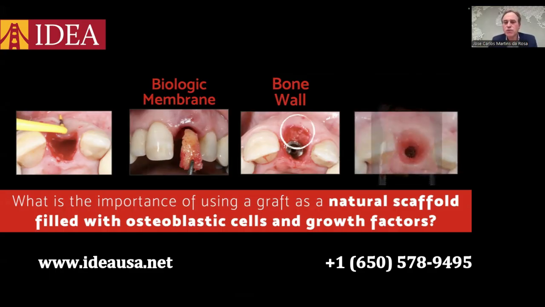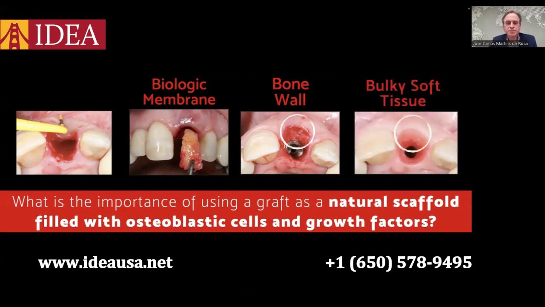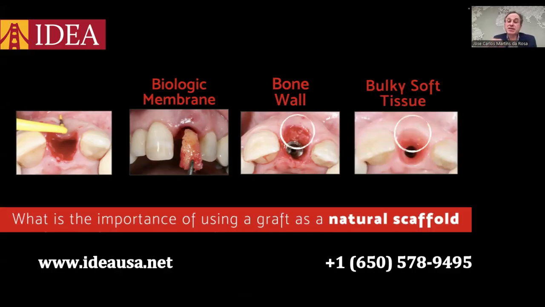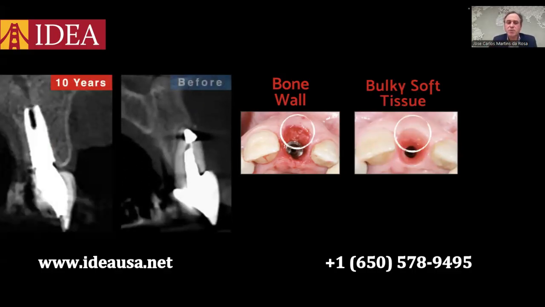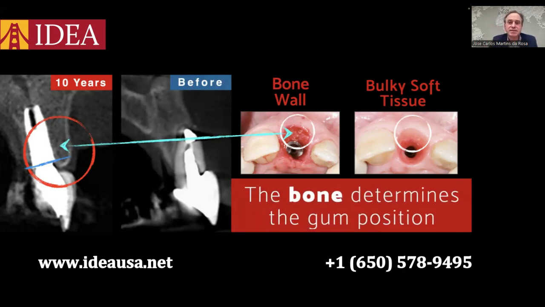And this is what we are looking for. A couple of months later, to have a bulky soft tissue around the implant. And you see here, in the same case, after 10 years, make a comparison with before: the same dimension, the same thickness that you can see after 10 years, you see on the day of the surgery. So we didn't lose volume. We didn't lose 0.5 millimeters of bone thickness in 10 years. Also I would like to call your attention that the bone that was placed above the head of the implant remodeled above the head of the implant. So I can state that the bone determines the gum position.